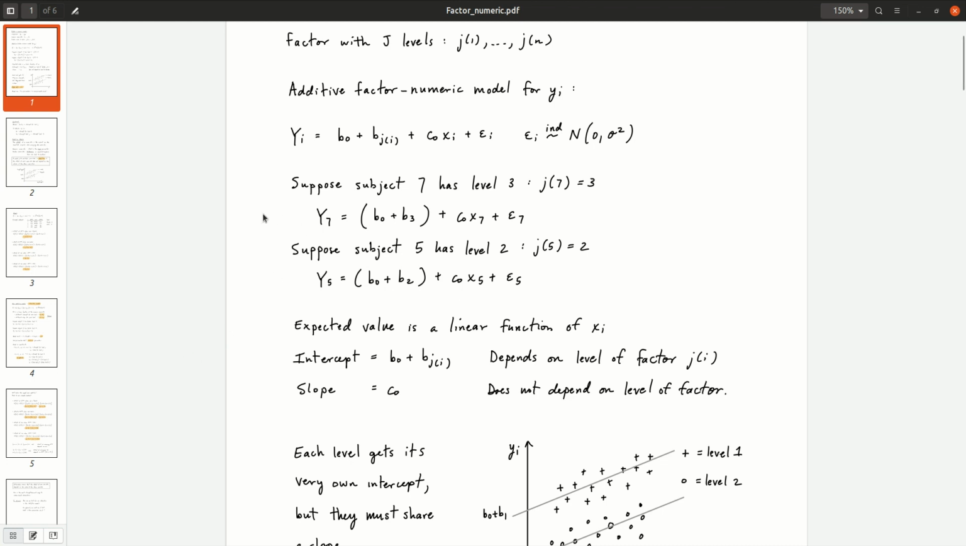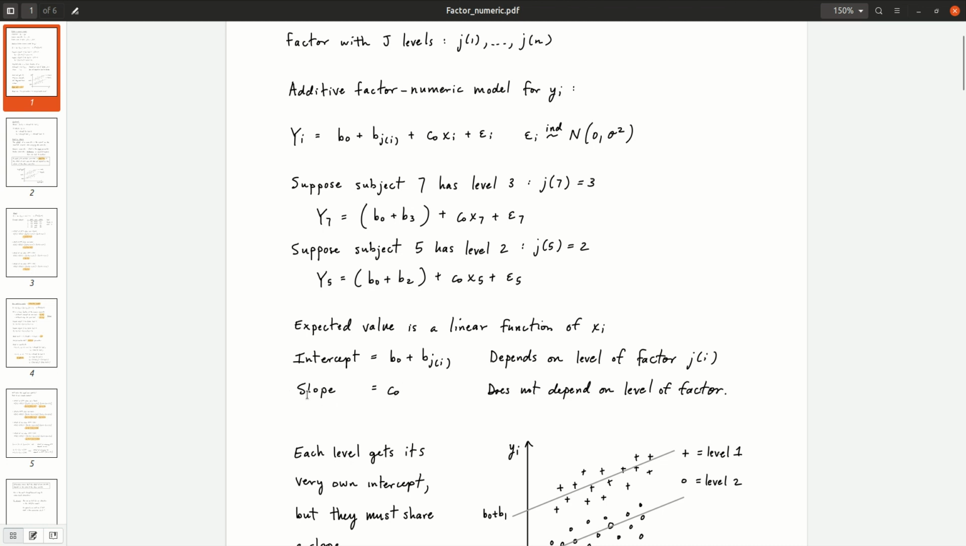So what you learn from this exercise is that the expected value of yi is a linear function of xi. And its intercept is b0 plus b sub j of i. In this case, it was b0 plus b3. And in this case, it was b0 plus b2. And in both cases, the slope is c0. If you notice from here, c0 and c0.